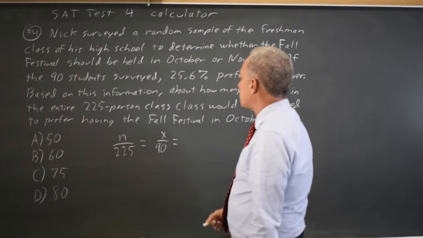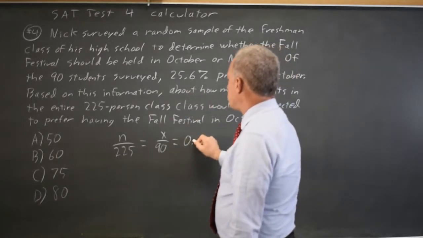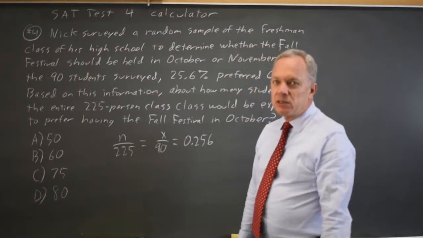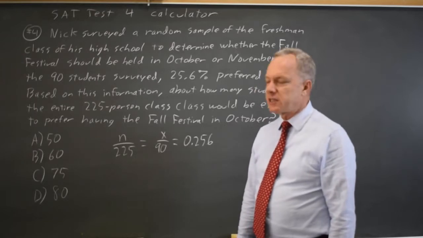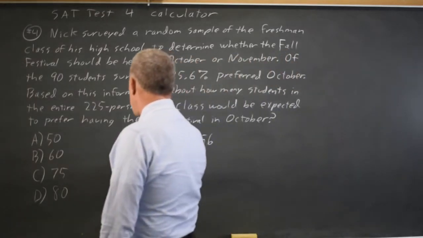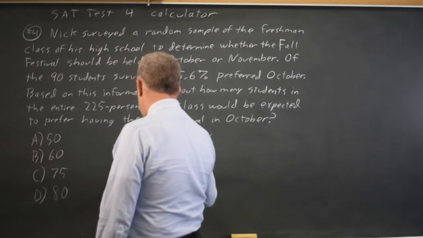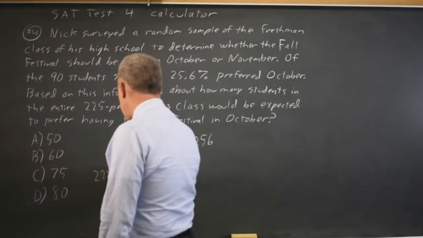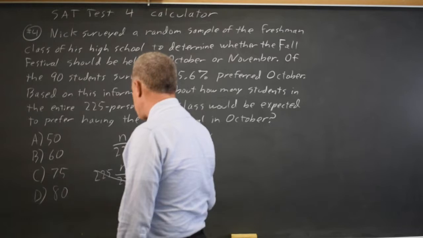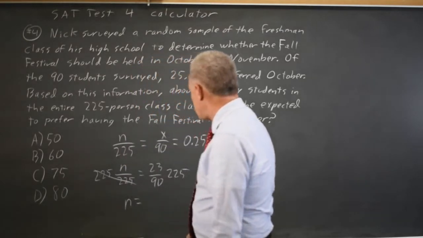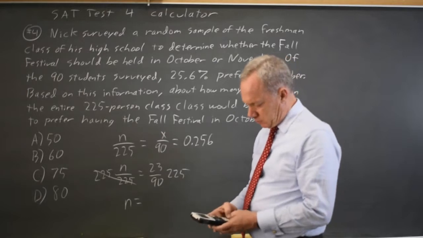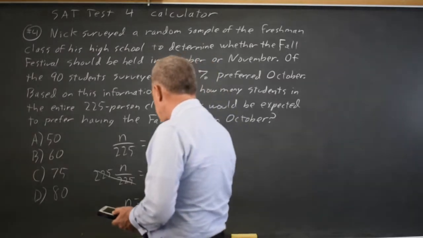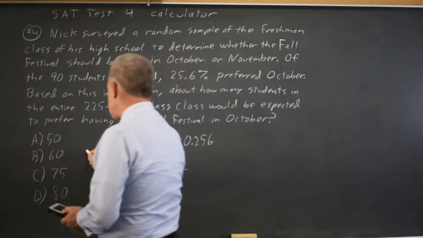And they've told us that x over 90 is 0.256, which is 25.6%. I could either use my calculator to figure out what x is, and it turns out x is 23, so that gives us n over 225 equals 23 over 90, and then solve for n by multiplying by 225 on both sides, because 225 over 225 is 1, and that leaves me n equals 23 over 90 times 225, which is 57.5, which is closest to 60.